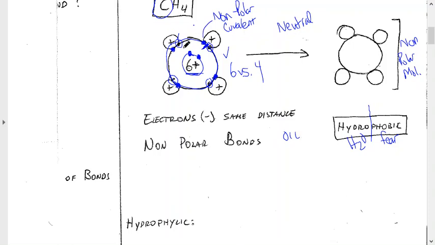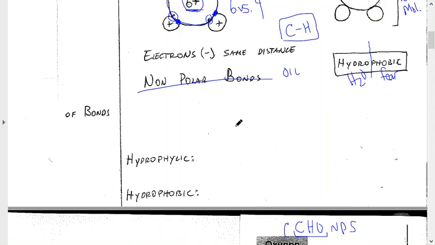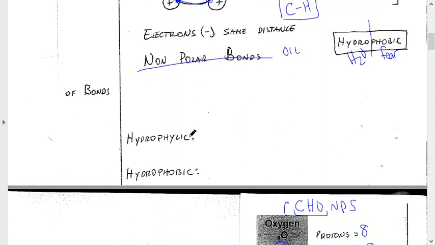And if you think of the structure of these, which we'll talk about later this week, oils are comprised of mostly carbons and hydrogens. And we know, in this example with methane, that there's no polarity between carbons and hydrogens, which is why they don't mix well in water. So these are non-polar covalent bonds. They are hydrophobic.